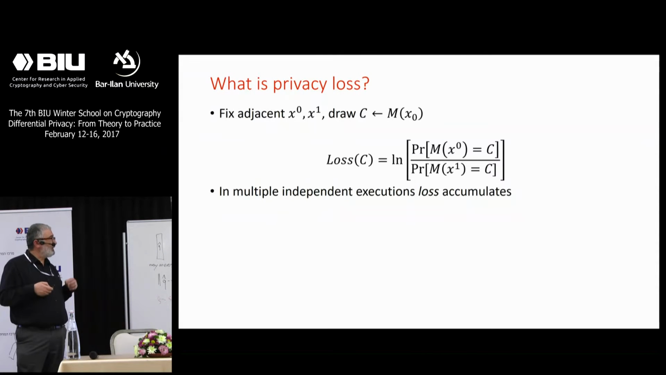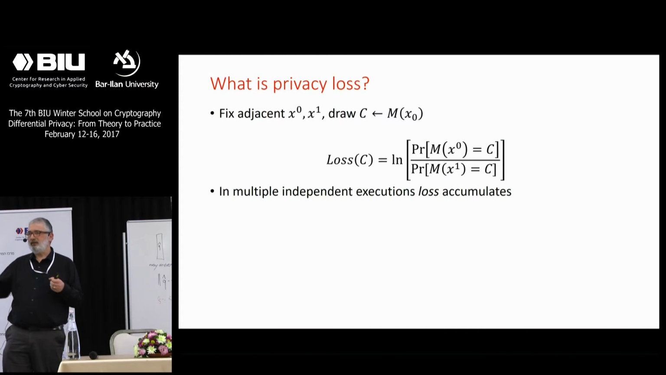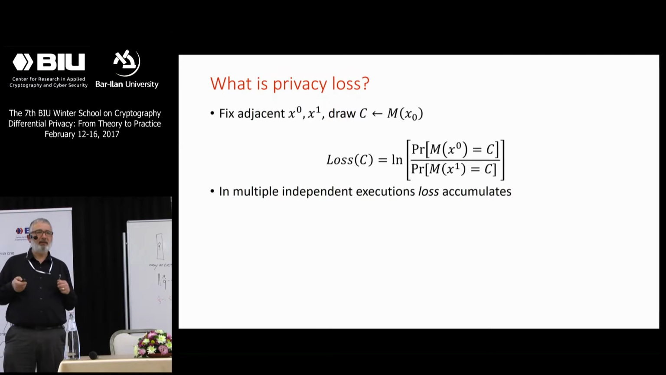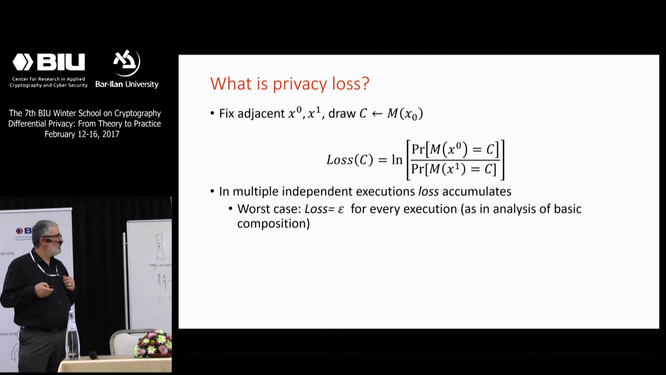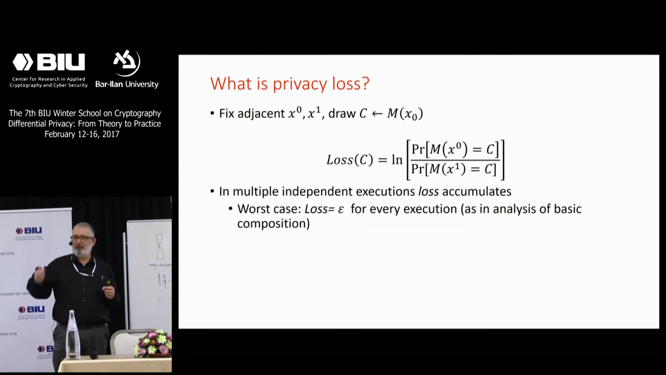But when we perform multiple independent executions of these computations, the loss accumulates. In the worst case, the loss could accumulate additively all the time, okay? But maybe sometimes we'll be lucky and that will not happen, and this is exactly what we'll try to use. So in the worst case, we know that this loss is bounded and it's at most epsilon. Let's think about the case where M is epsilon differentially private with delta equals 0. So the loss is at most epsilon. In the worst case, we could incur a loss of epsilon every time we execute a differentially private mechanism, okay?